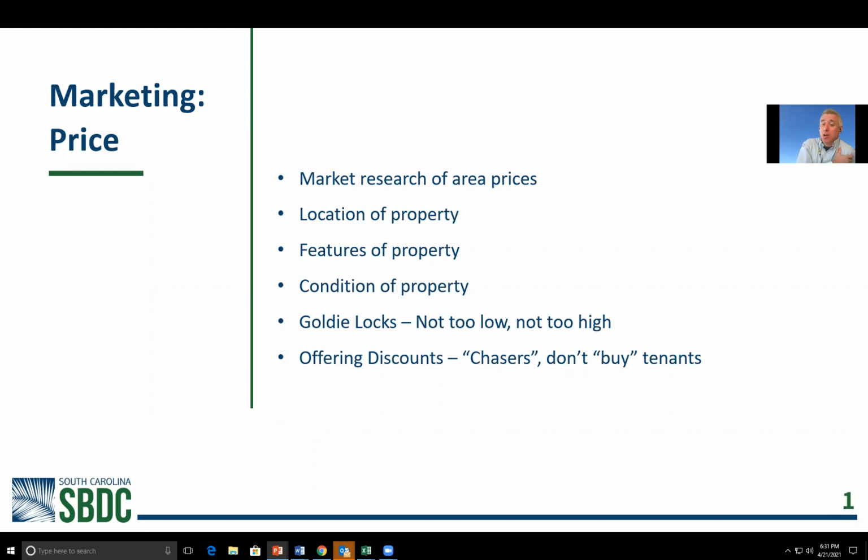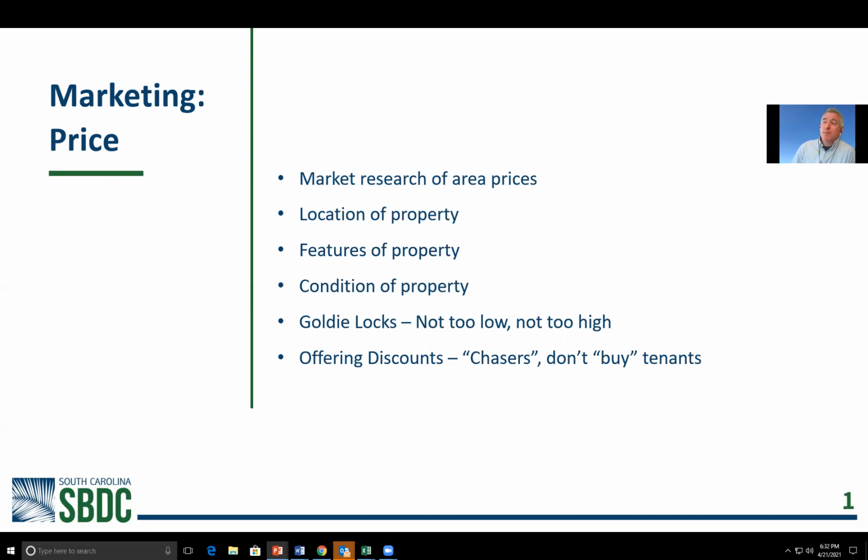Don't price things too low. I've got the thing that says Goldilocks, not too low, not too high. Don't price it too low. If you're discounting and pricing too low, you're going to get people that are looking for the cheapest thing, and they're just trying to get into another property. And you want it to be priced at market or above. You don't want to give any discounts and chase tenants or buy them, basically. You want to get a good tenant in there.